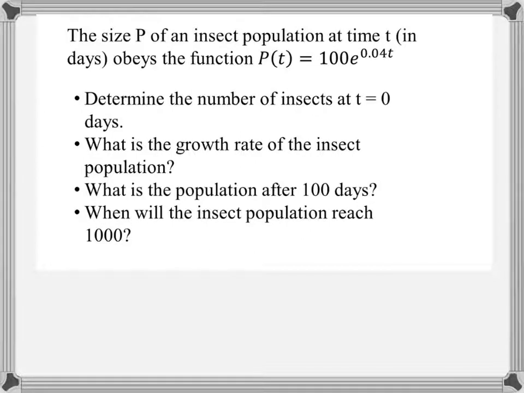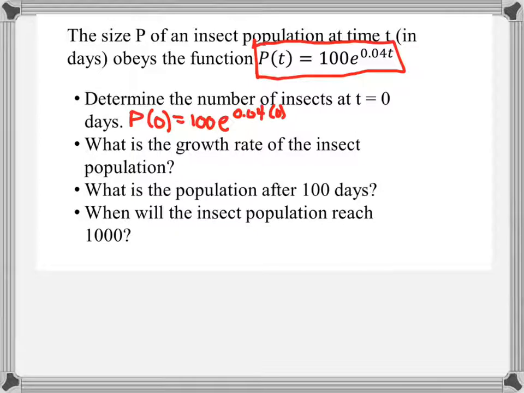The size P of an insect population at time t in days obeys the function P of t equals 100 times e to the 0.04 t. So we are given this equation or function for uninhibited growth. P of t equals 100 times e to the 0.04 t.